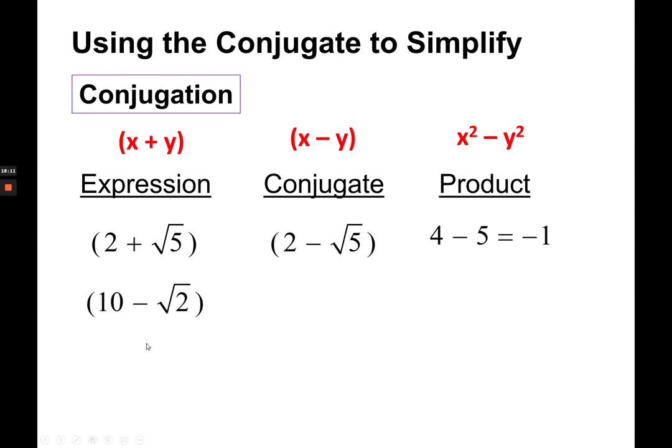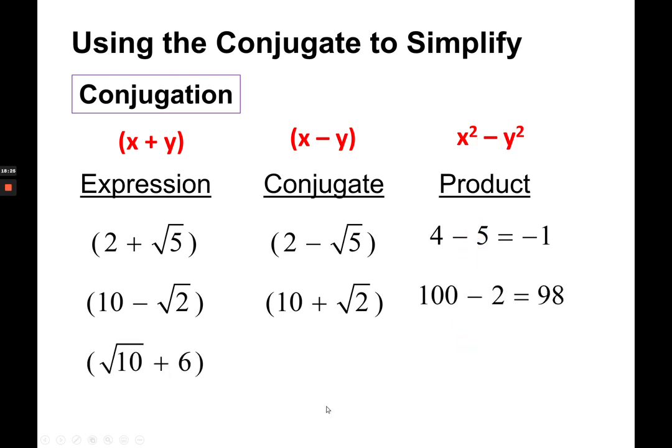Another, 10 minus the square root of 2: change the sign. 10 times 10 is 100. Square root of 2 times the square root of 2 is 2. So 100 minus 2 is 98. Another, square root of 10 plus 6 times the conjugate, just a minus. So conjugate is when the given is plus, the conjugate is minus. If the given is minus, the conjugate is plus. It's just switching sign. Here you have 10 minus 36, and it's negative 26.